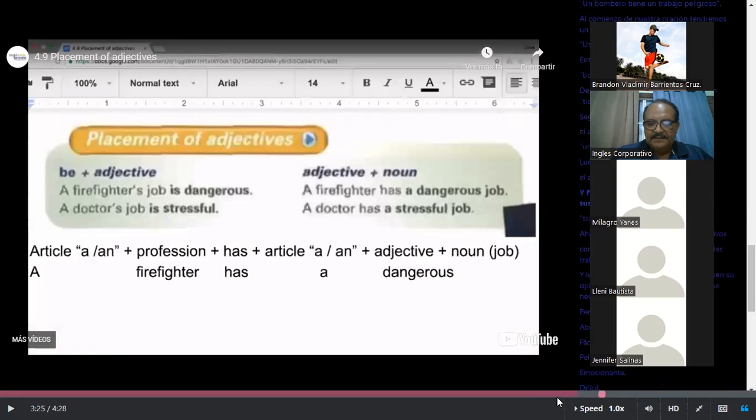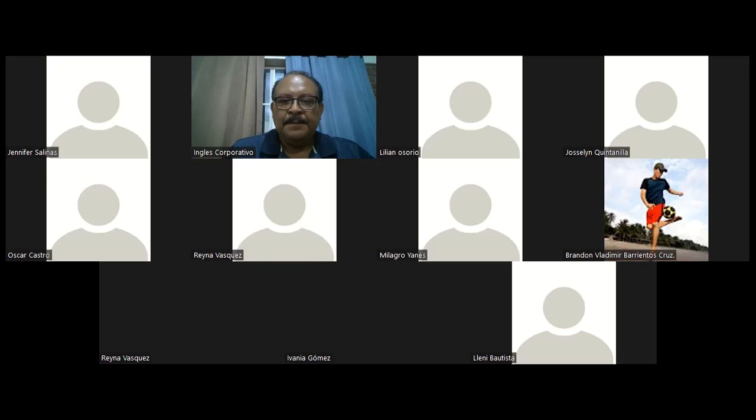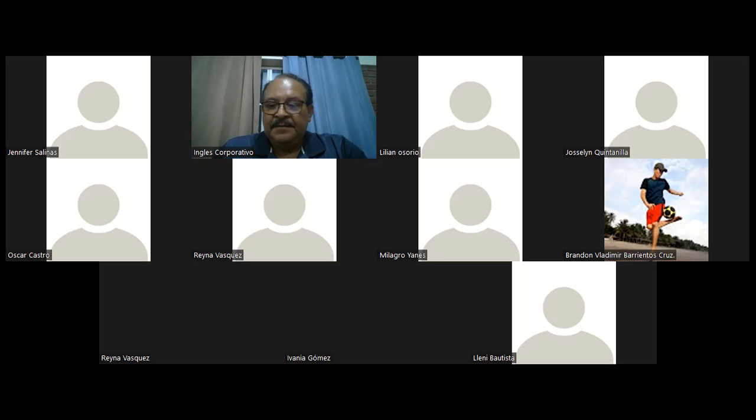Okay, the other thing is with these sentences, a firefighter's job is dangerous. Look, verb to be, is dangerous. A doctor's job is stressful. A firefighter has a dangerous job. A doctor has a stressful job. Questions, doubts? I'm dying. Okay. You say a dangerous. Dangerous? Peligroso? Dangerous. Okay.